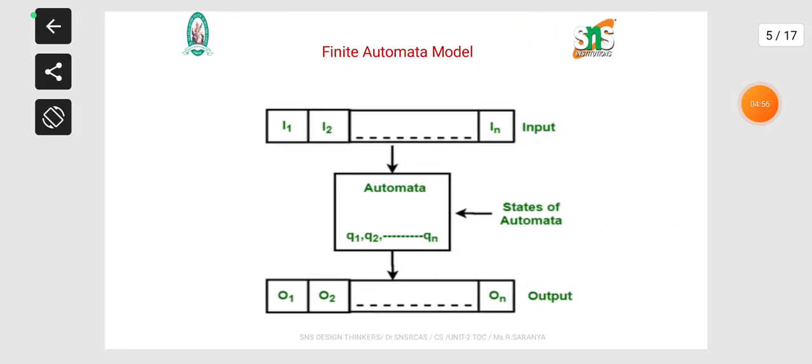Next, let us see the finite automata model. The input is referred to as I1, I2, up to In, and then it moves on to the states of the automata. The automata states are referred to as Q1, Q2 till Qn, and then the output result is denoted as O1, O2. O is referred to as output, I is referred to as input. So input is connected with an automata in order to solve and give the result, that is none other than what is referred to as the output.